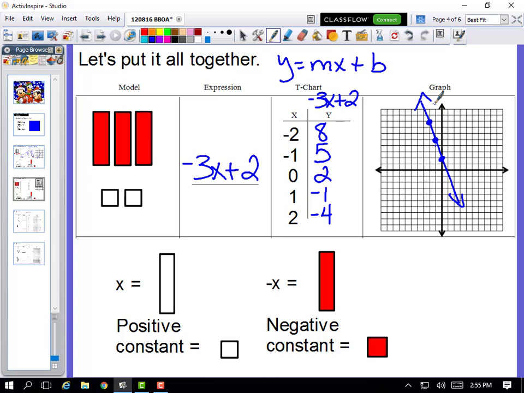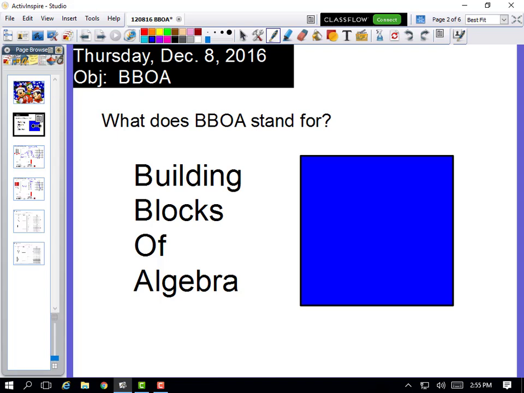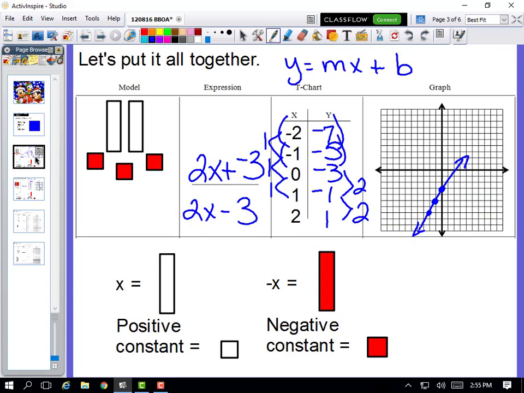And that's what I call BBOA, the building blocks of algebra, making the connection between the physical model to the expression to the t-chart to the graph.